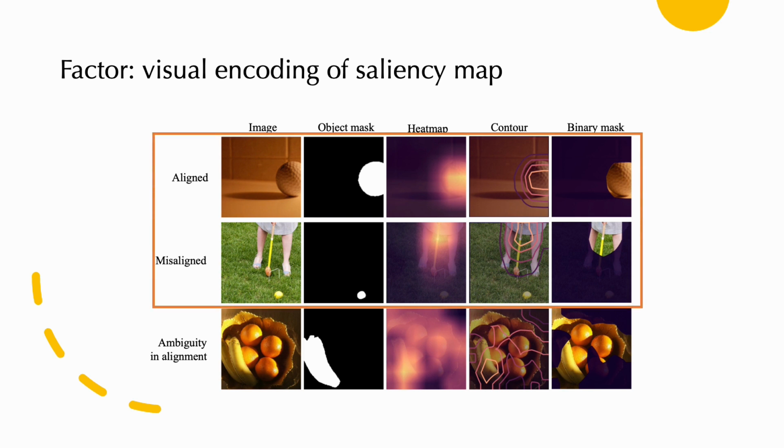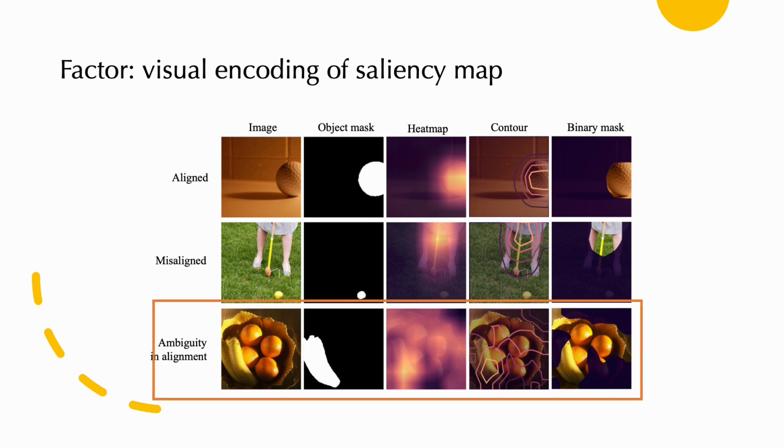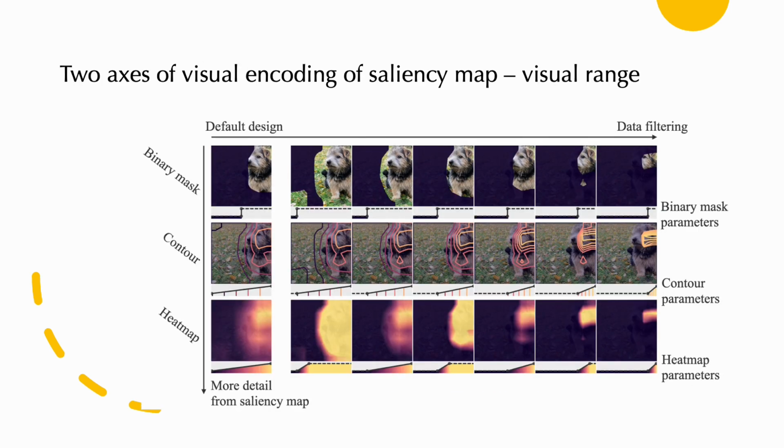In cases where saliency maps align well or misalign with the object, we do not anticipate visualization playing a role in perception. However, when model explanations are imperfect, giving rise to ambiguity in alignment, we anticipate that how saliency maps are visually encoded will impact human perception. This inspired us the first plausible factor that may influence human perception of visual explanations, that is, the visual encoding of saliency map. We study the visual encoding along 2 axes.